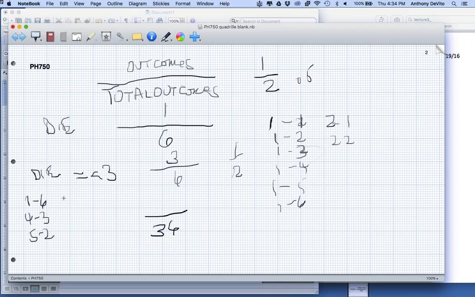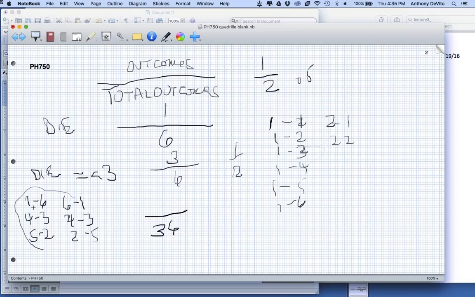Except, hang on a second. We also have to consider, if we consider 1 and 6, the first die could be 6 and the second one could be 1, right? And the same thing with 4 and 3, it could be the other way around too, and so on. And 2 and 5, right? So, okay. With 2 dice, you have 2 chances.